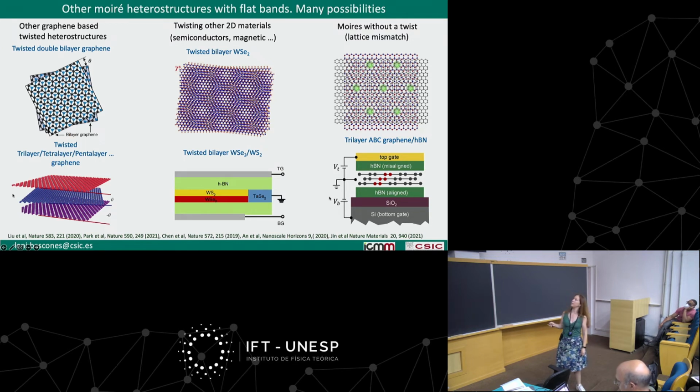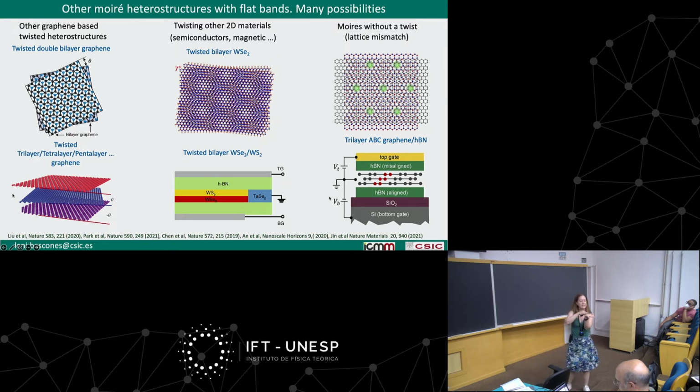All of these that I'm showing here have been done experimentally. Or you can do a twist bilayer, but with a different 2-dimensional material, for example tungsten diselenide. The 2 layers in the bilayer can be the same material, as in twist bilayer graphene, but they can also be 2 different compounds, like you have here. And another possibility is that we can also do moiré heterostructures without a twist.